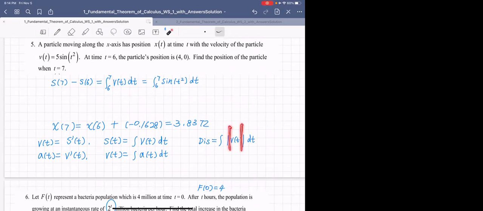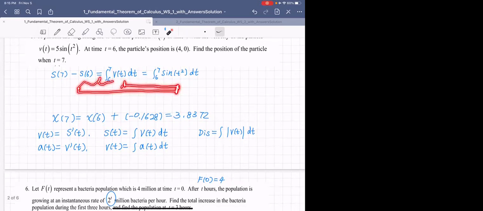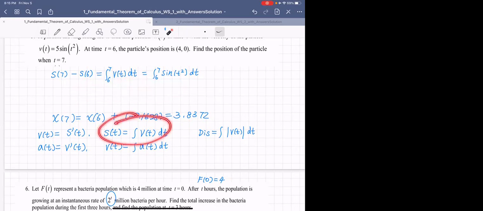Why do you want to do this? Because of the total distance. From your home to school, you traveled this amount. From school, you go back here. And then this is the position change. But for the total distance, you have to add up these two. That's the difference between the position and the total distance.